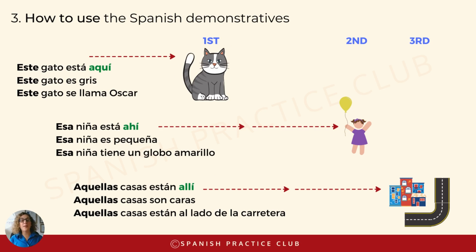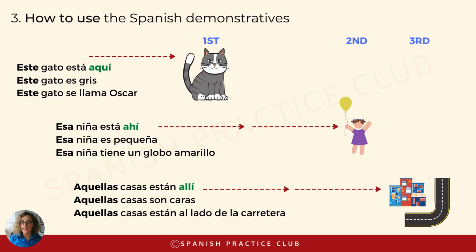Let's see a few more examples about how we use the Spanish demonstratives. Este gato está aquí. This cat is here. Este gato es gris. This cat is gray. Este gato se llama Oscar. The name of this cat is Oscar. Esa niña está ahí. That girl is there. Esa niña es pequeña. That girl is little. Esa niña tiene un globo amarillo. That girl has a yellow balloon.